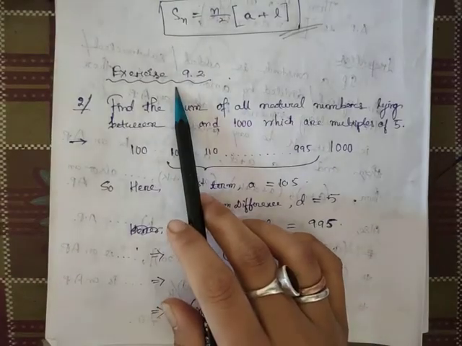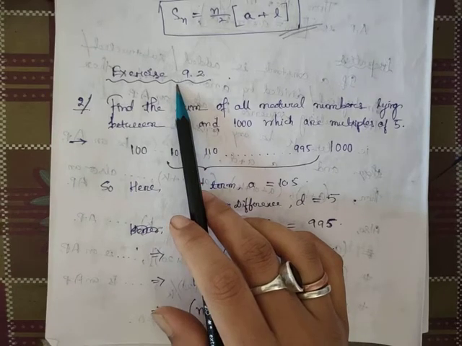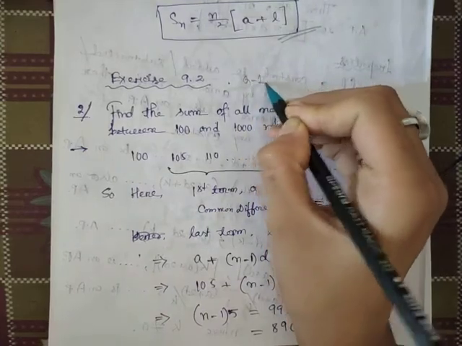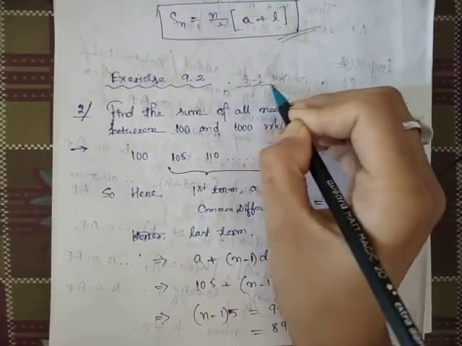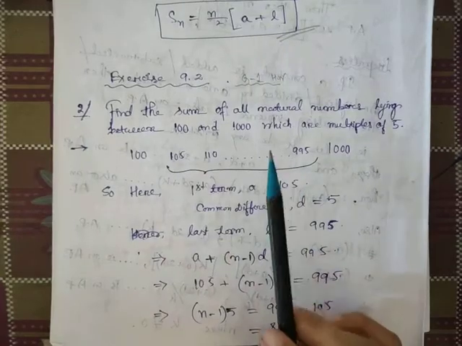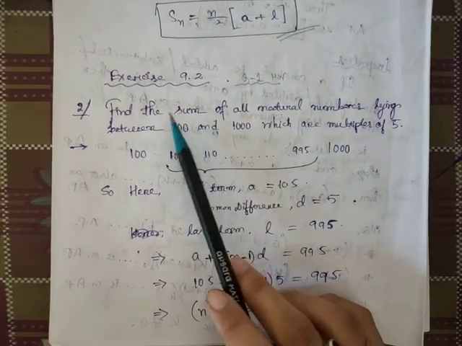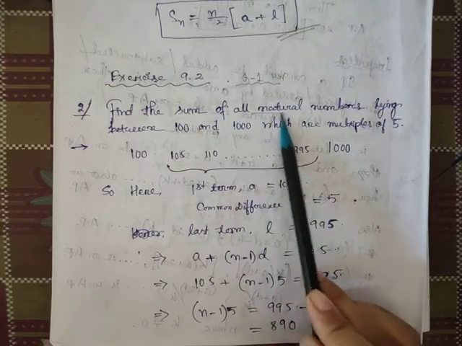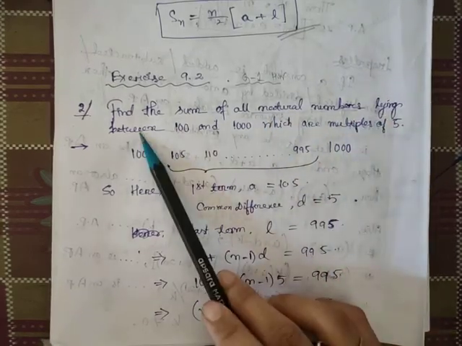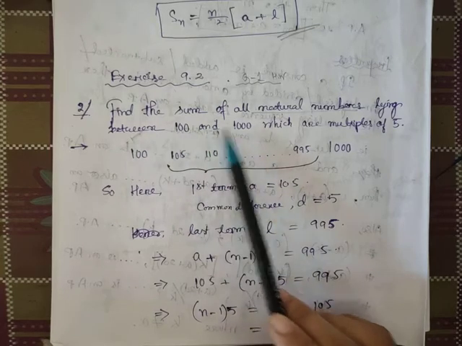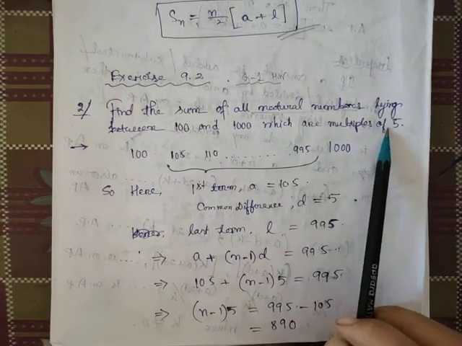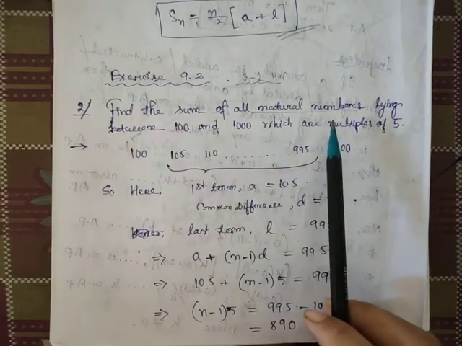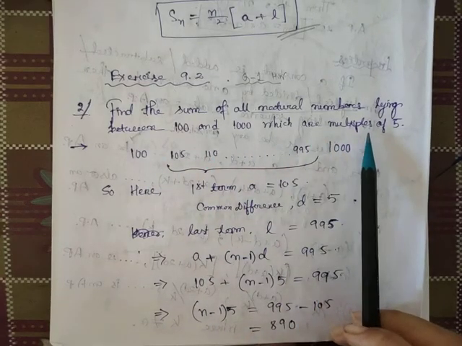So now we come to exercise 9.2. Question number 1 is your homework. Similar to question number 2, let us study how it is done. The question says, find the sum of all natural numbers lying between 100 and 1000 which are multiples of 5.